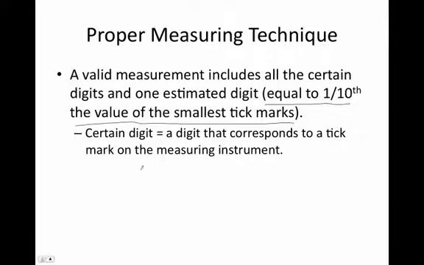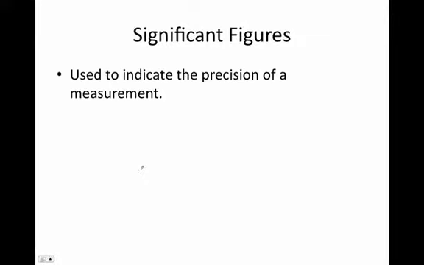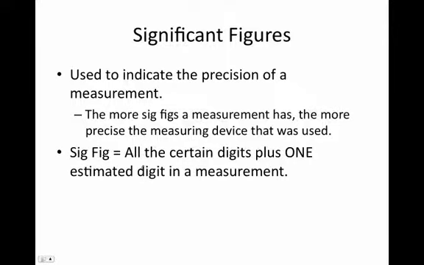This brings us to significant figures. Significant figures are used to indicate the precision of a measurement. It means the more sig figs a measurement has, the more precise the measuring device that was used. So what is a sig fig? Well, it's all the certain digits plus one estimated digit in a measurement. So by looking at a number, how can you tell how many sig figs there are?